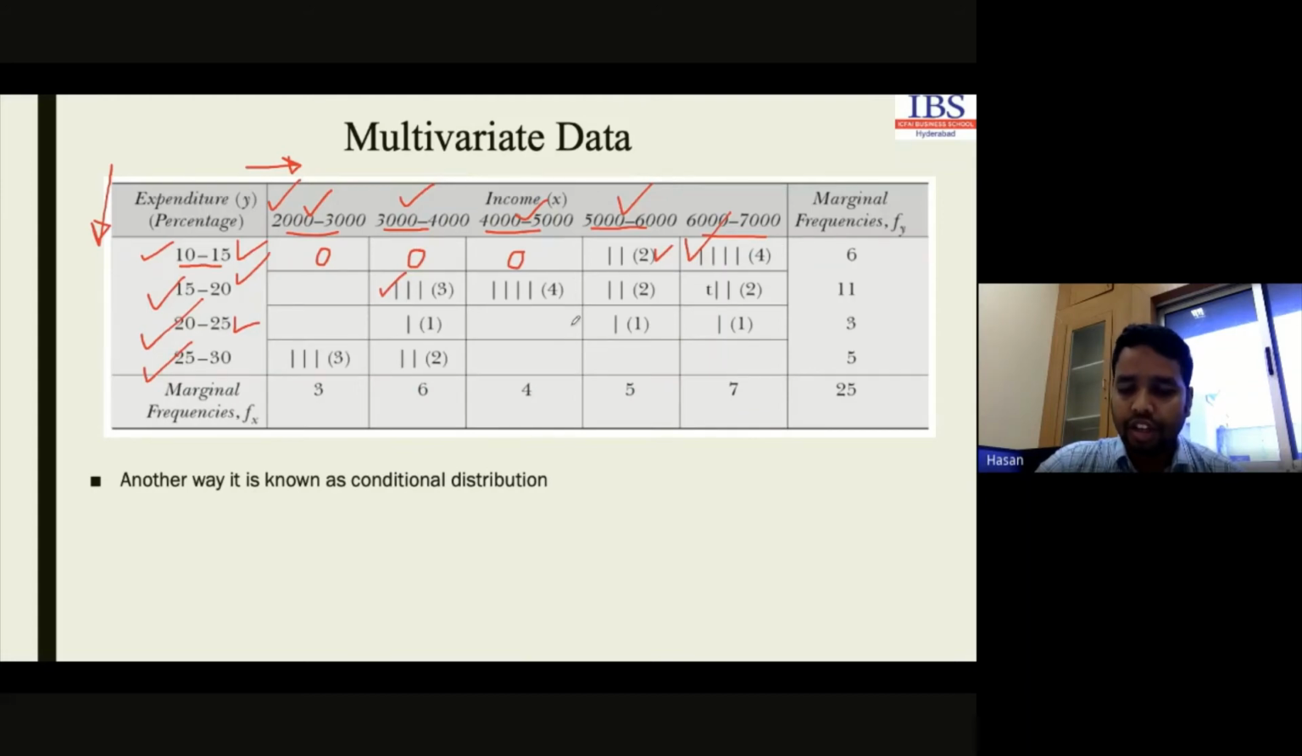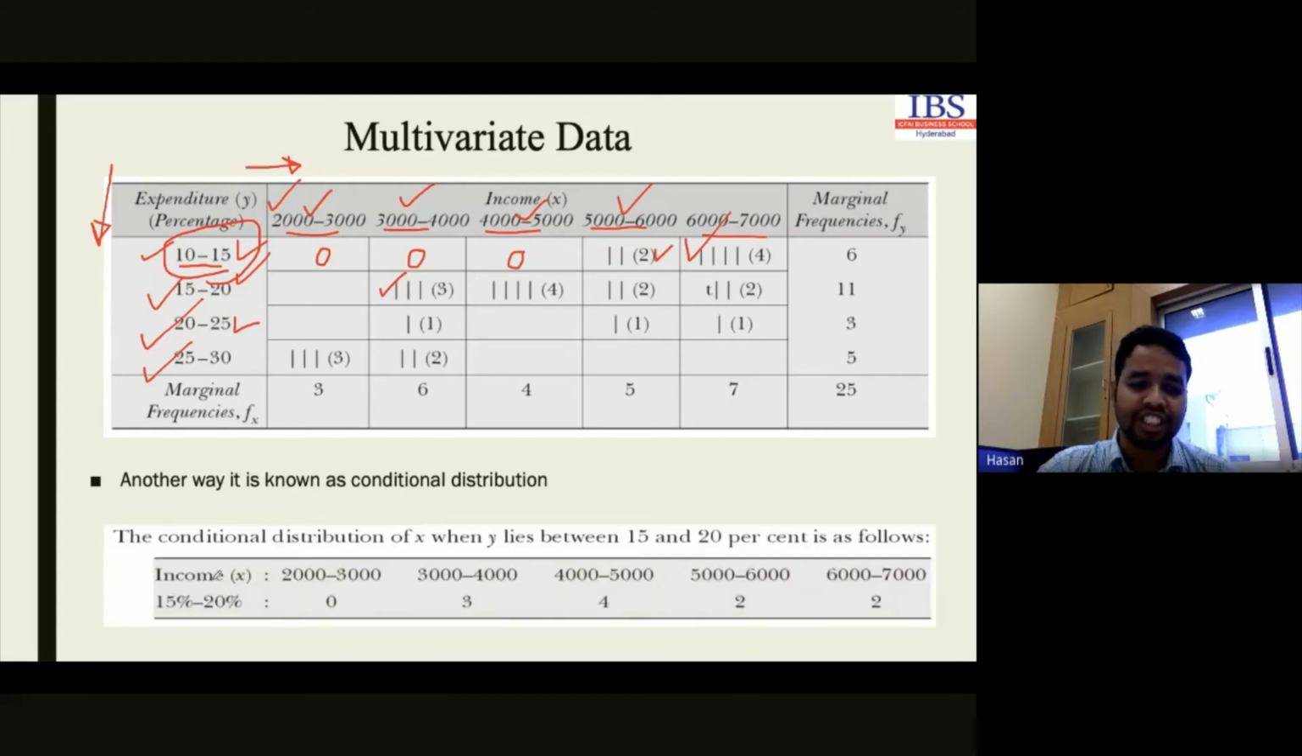So if we are talking about this particular group, the conditional distribution of 10 to 15% expenditure, you can say that in this particular expenditure, the families having income 5 to 6,000 is 2, and 6 to 7,000 is 4. For all other parts, it is 0.